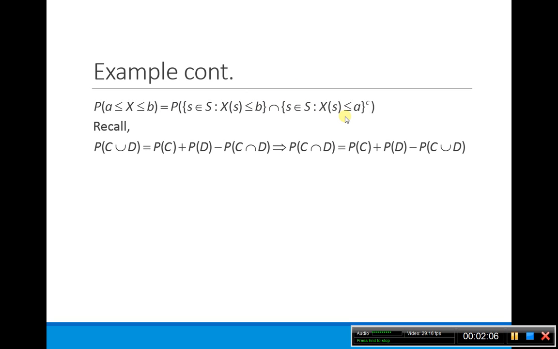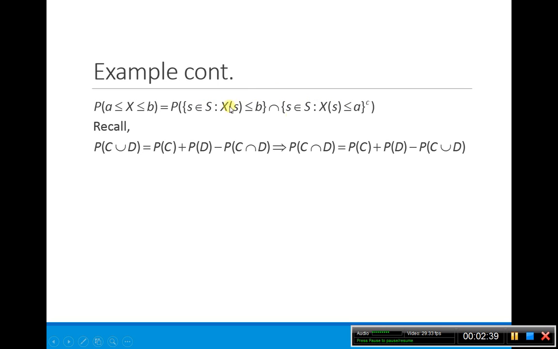Well, if you recall, one of the things that we had derived earlier was the probability of two sets unioned together. Remember, the probability of the union of two sets was equal to the probability of the set C plus the probability of the set D minus the probability of their intersection. Well, here's that intersection term. That's really what we want here: how can I write the probability of the intersection? So just rewriting, the probability of this intersection is equal to the probability of C plus the probability of D minus the probability of their union.